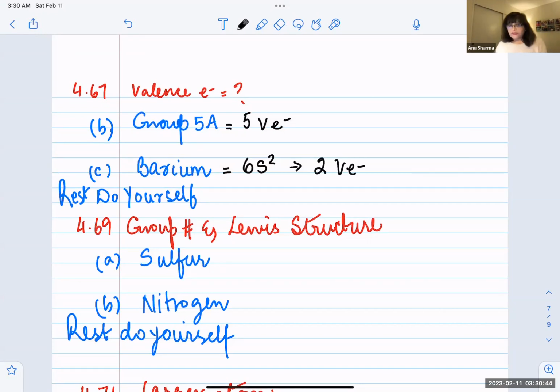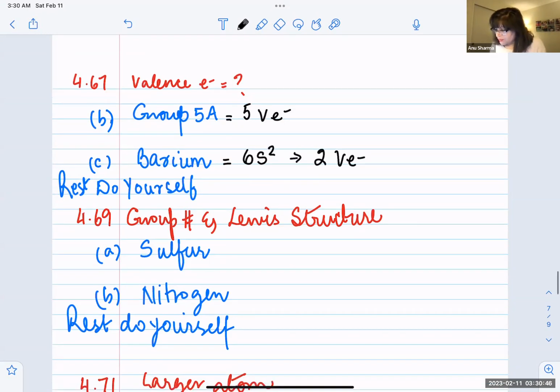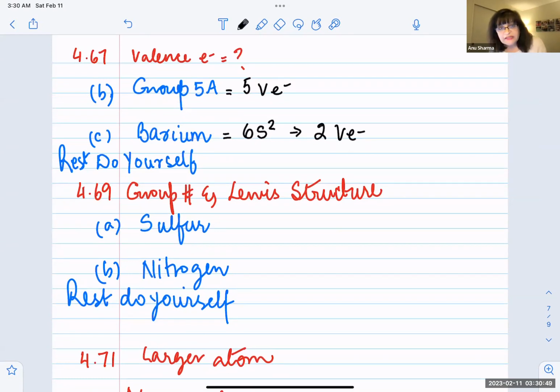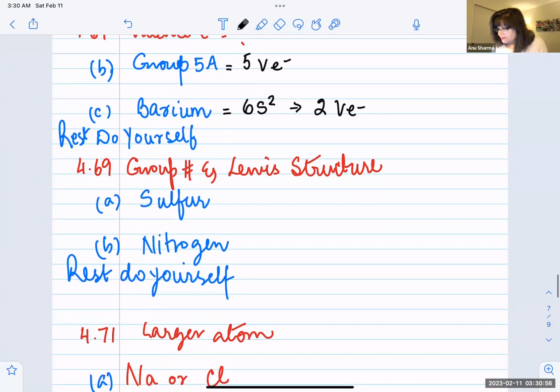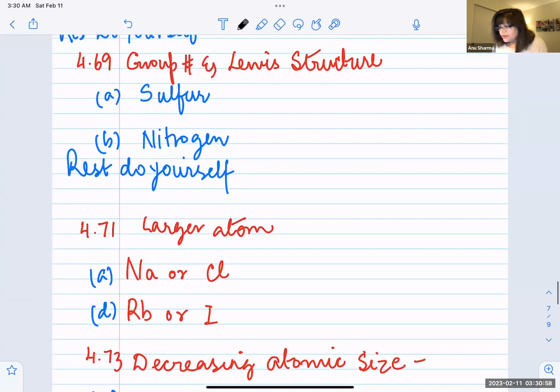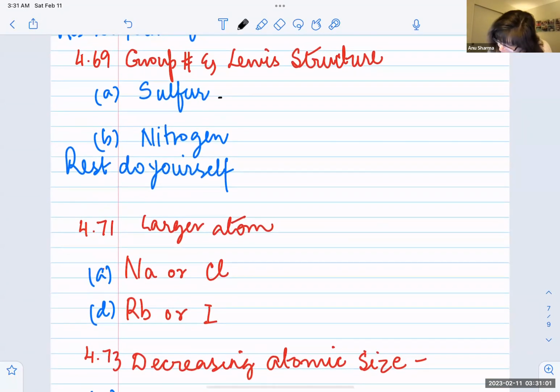The rest of this you do yourself. It's the same thing. You look at the periodic table to see which elements belong to which group, the group number represents the valence electrons, and then you look at the periods. Next is drawing the Lewis structure. Sulfur belongs to group 6A, and that means it has 6 valence electrons, so you make 6 dots: 1, 2, 3, 4, 5, 6.